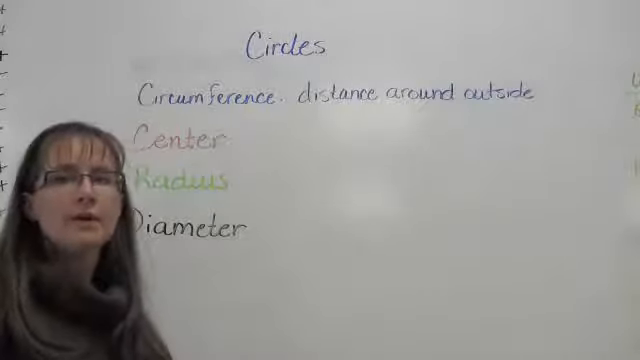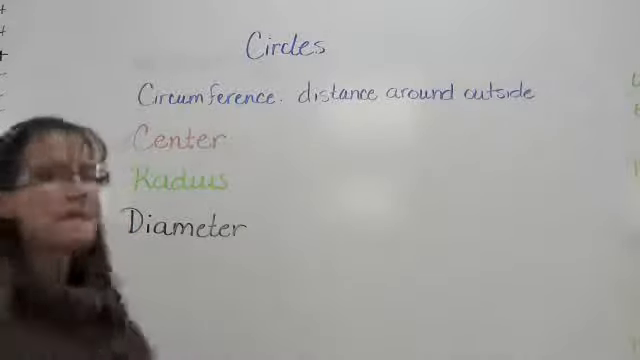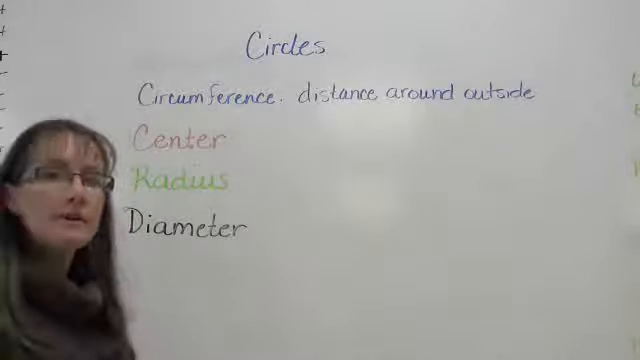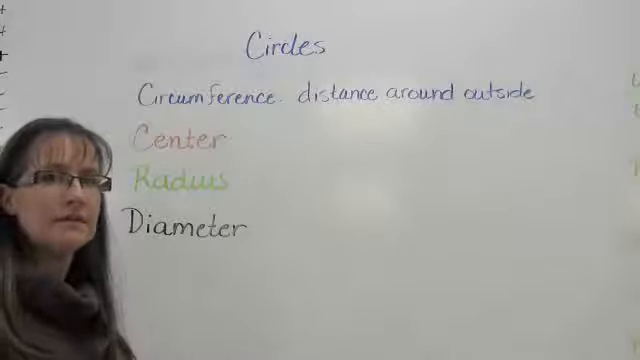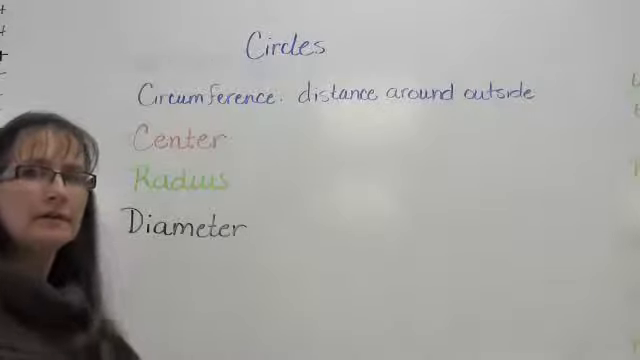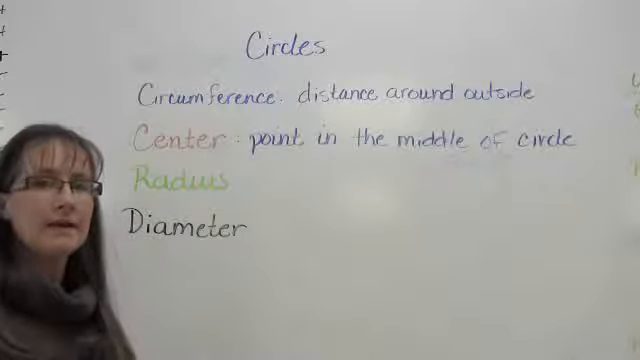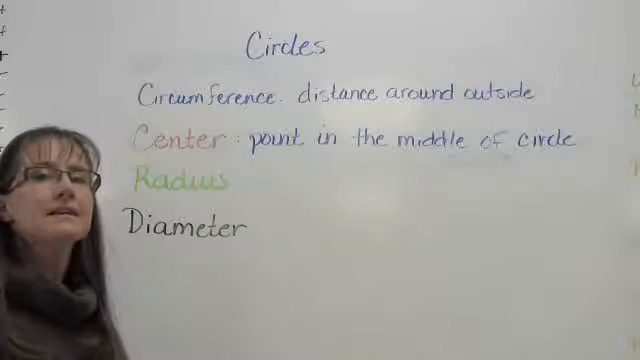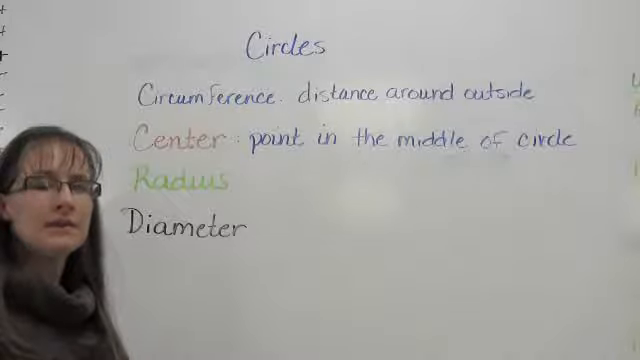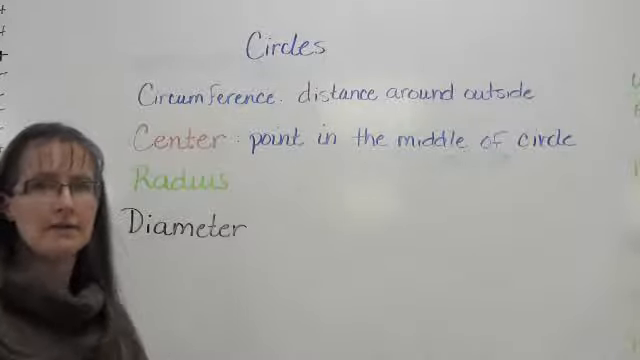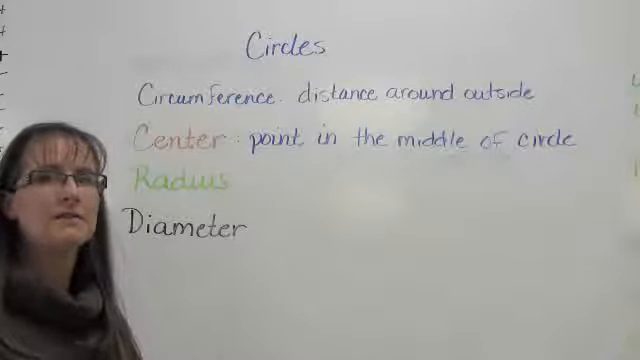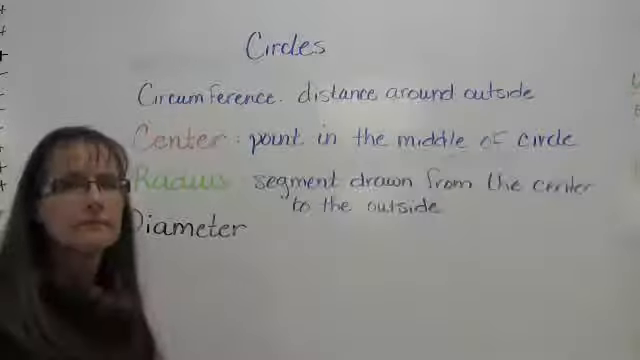The next vocab word that we'll talk about is the center. Remember that the center is the point in the middle of the circle. Okay, we also have the radius. The radius is a line drawn from the center of the circle to the outside of the circle. It is half the distance across the circle.